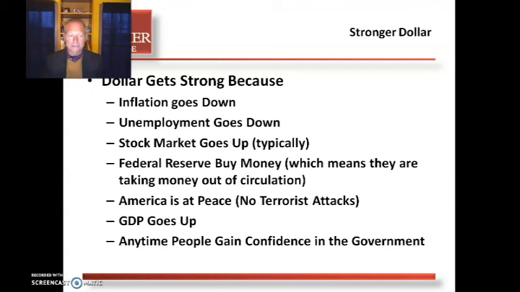When the dollar gets stronger, folks, people are better off. Consumers win. The balance of trade loses because we import more than we export, but consumers win. It's like you are making $10 an hour, and now you just made $11 an hour.